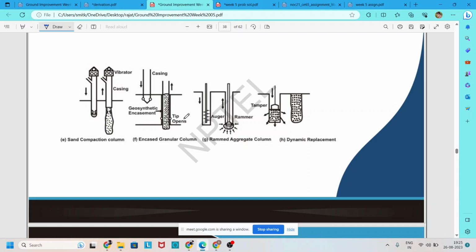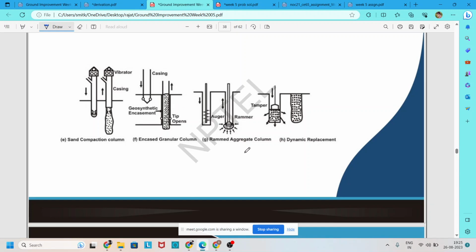And this casing is filled with sand, and with vibration after vibration, a sand column is created. Another one, the sixth, is the encased granular column. Here we can see the same sand column: a casing is inserted in the ground, and after that a synthetic encasement is also inserted, and in between, some good stiff material like stone and boulder-type material is inserted, and a stone column type is created.